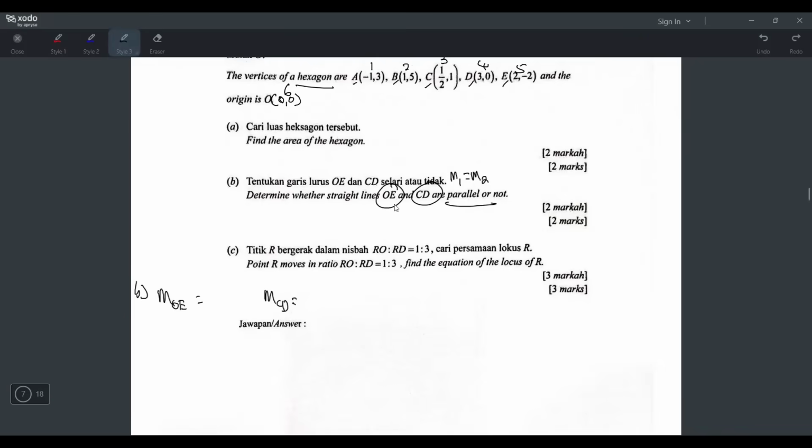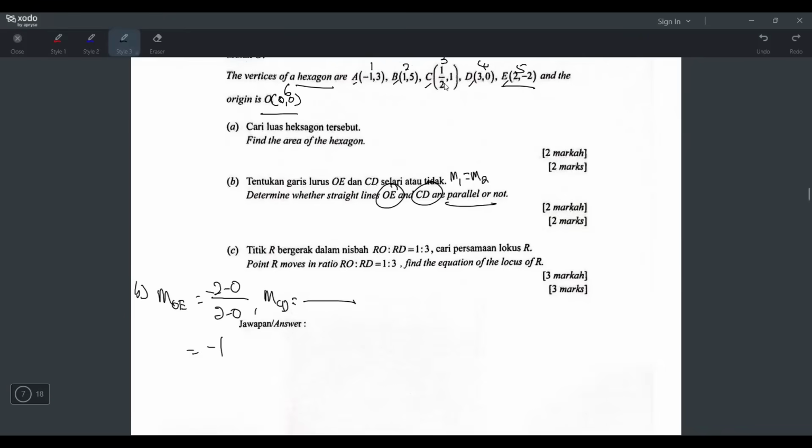Okay, but of course I need the point O and point E coordinates, and I have it here. So point O and E is 2, negative 2, 0, 0. The formula for gradient is y2 minus y1 over x2 minus x1. In other words, y minus y over x minus x. So I want E and O, right? So y minus y, negative 2 minus 0. X minus x, 2 minus 0. So your gradient is negative 2 divided by 2 is negative 1.